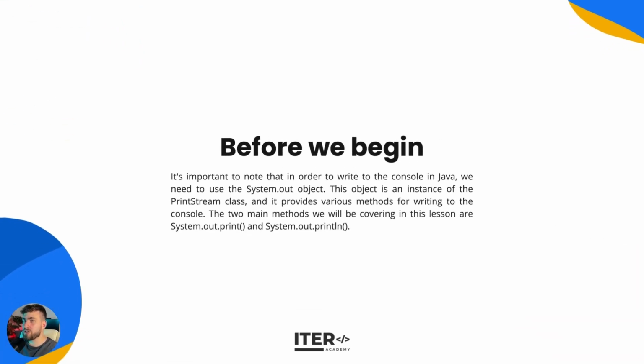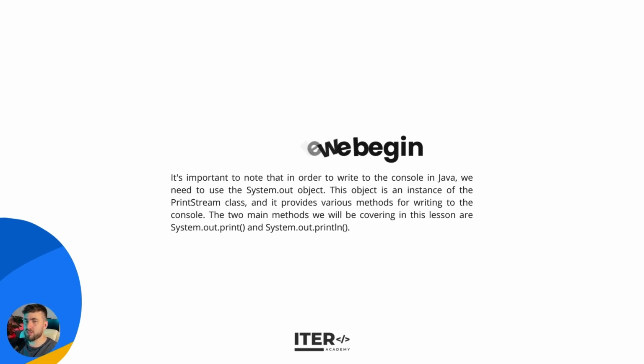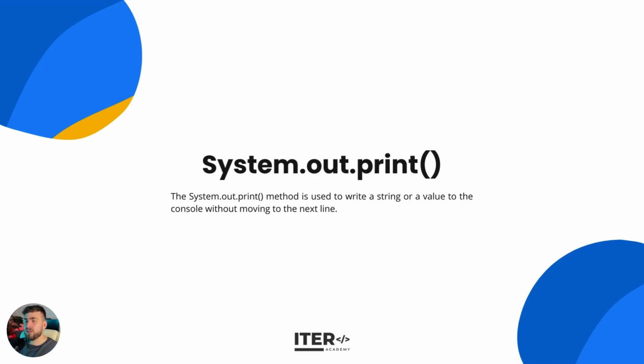Before we begin, it's important to note that in order to write to the console in Java, we need to use the System.out object. This object is an instance of the PrintStream class, and it provides various methods for writing to the console. The two main methods we will be covering in this lesson are System.out.print and System.out.println. The System.out.print method is used to write a string or a value to the console without moving to the next line.